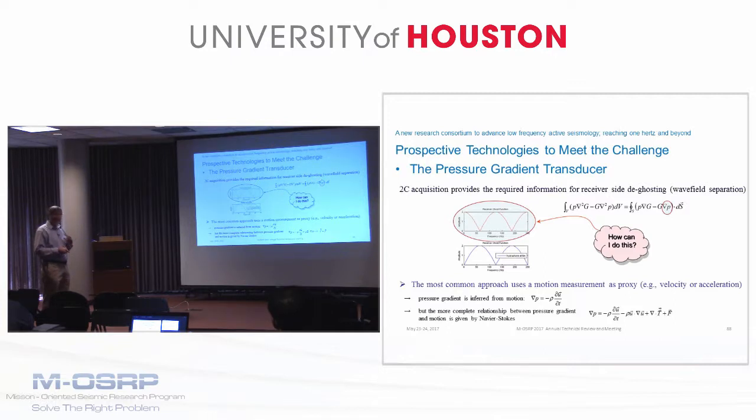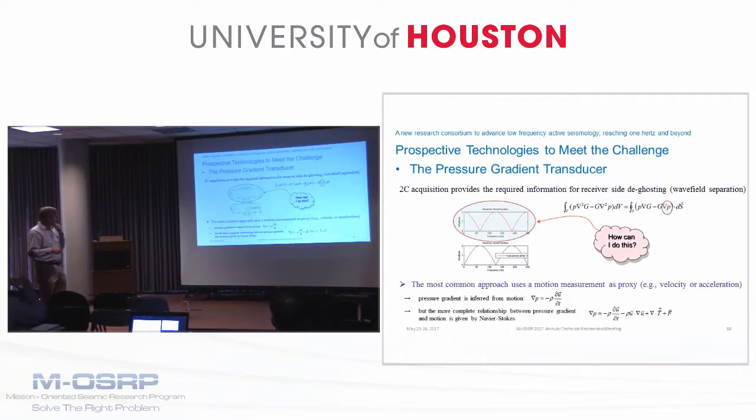But what I do want to talk to, and I think Jin Sang mentioned this explicitly this morning, is that the measurements that you need for the wave field separation and deghosting are pressure and pressure gradient. So the industry is very good at doing pressure measurements, no problems there. But in fact, we don't really do local pressure gradient measurements. One of the common approaches, and what's used in multi-component streamers, is to use motion measurement as a proxy for pressure gradient.